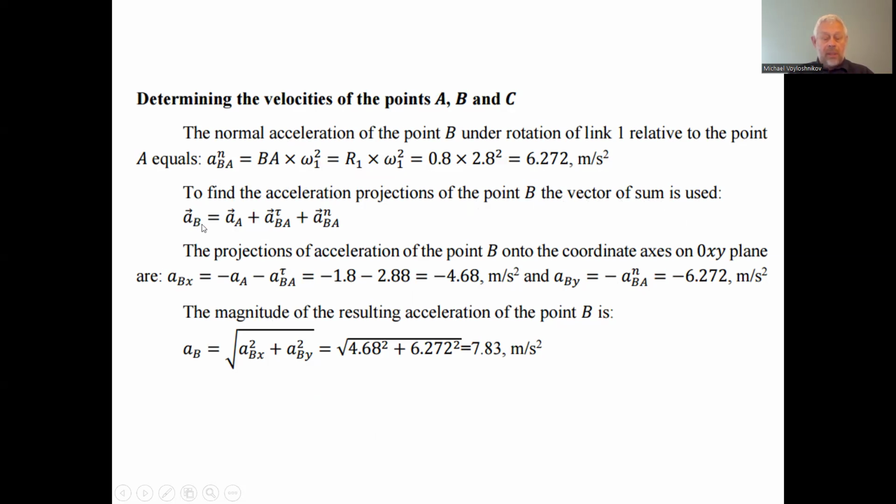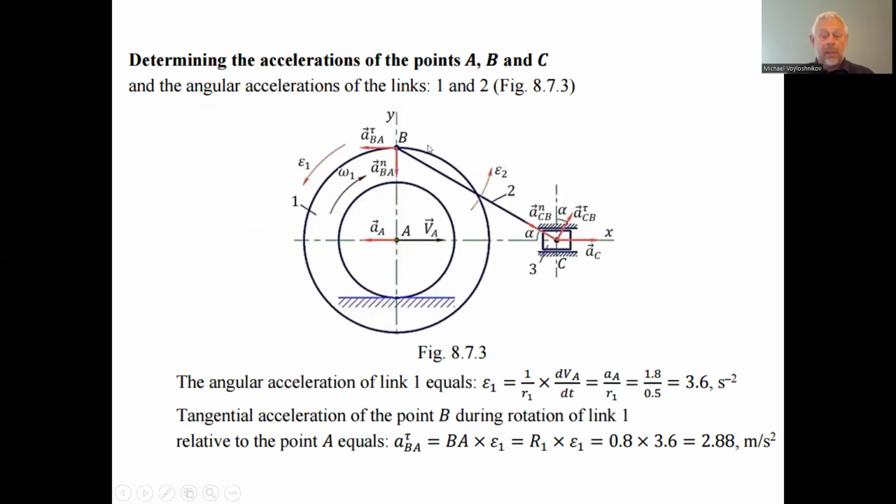To find the acceleration projections of point B, the vector sum is used. So we have the acceleration of point A plus the relative tangential acceleration of point B relative to point A, and the normal acceleration of point B relative to point A. The projection of the acceleration of point B onto the coordinate axes: actually, it moves horizontally. The tangent line to the trajectory is a horizontal line.